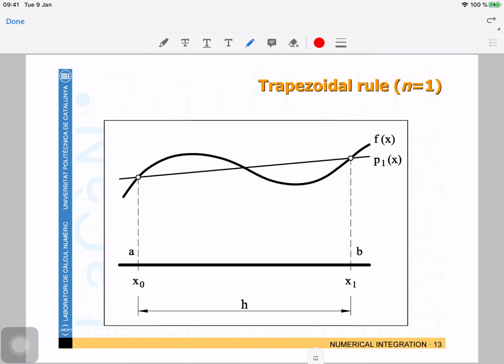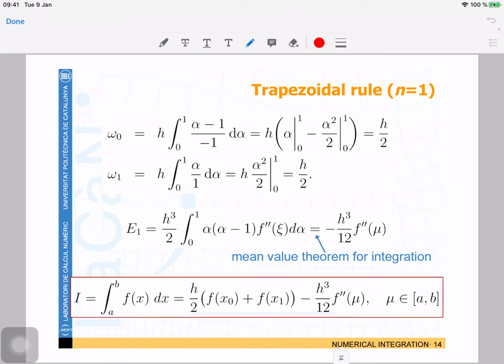The first Newton-Cotes rule is the trapezoidal rule, where we consider n equals 1, or in other words, when we have 2 points. When we have 2 points, the polynomial approximation is of degree 1, or a line, and based on this we can obtain our weights and error. Since we have 2 points in the trapezoidal rule of n equals 1, we have to compute 2 weights associated to the 2 nodes.